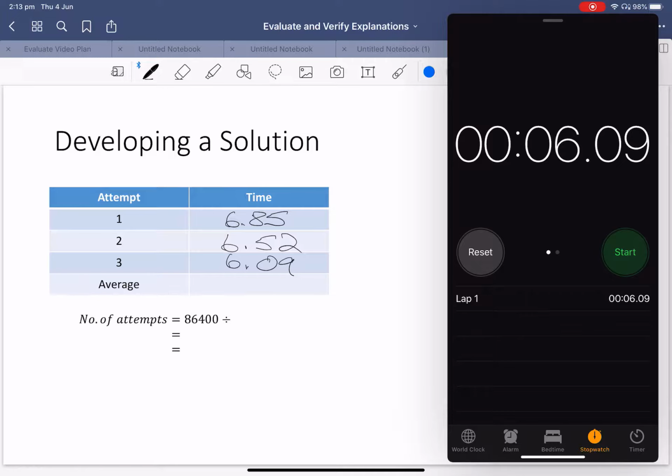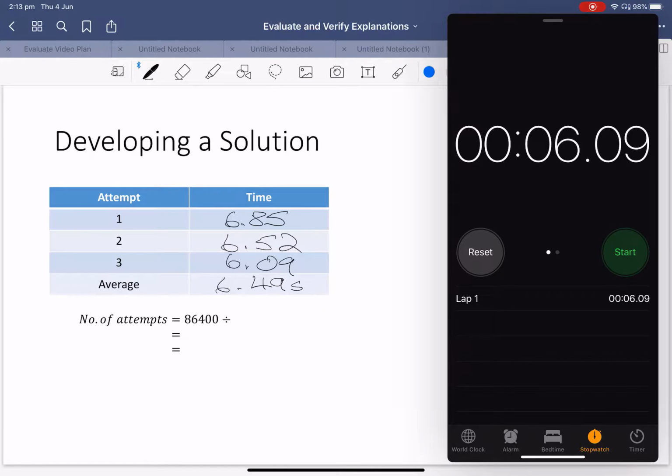All right, so we have those 3 times, and we get ourselves an average for those 3 times. We add the 3 up together, and then we divide that by 3, and we get an average of 6.49 seconds per attempt. If we want the total number of attempts, we're going to see how many times that fits in the full day.